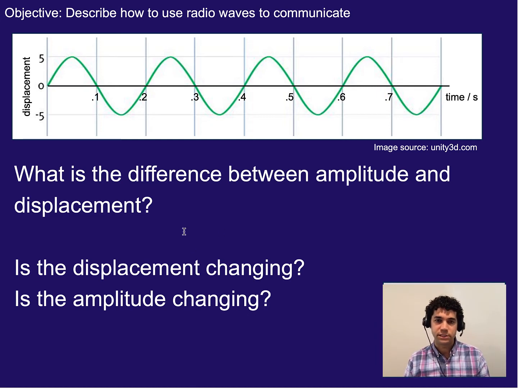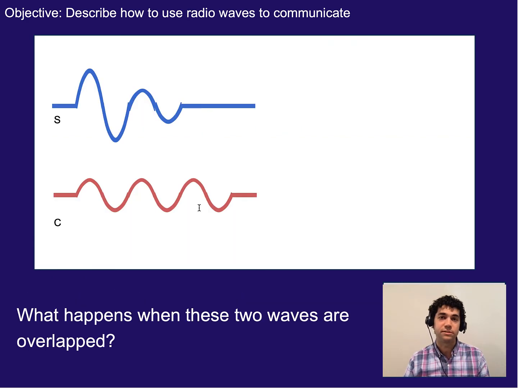So it's an important distinction because we're going to be using this idea of displacement right now. Thinking back again, what happens when you overlap two waves? Pretend we have this S wave and this C wave. What happens when they overlap in the same place at the same time?